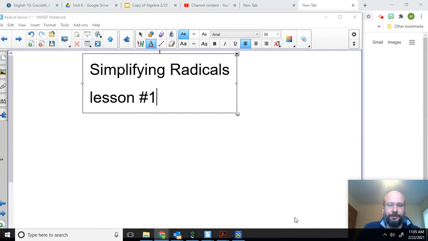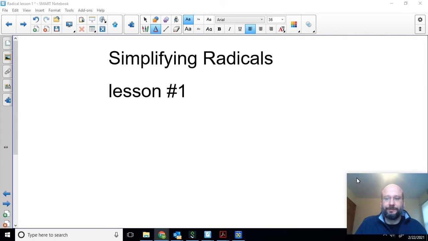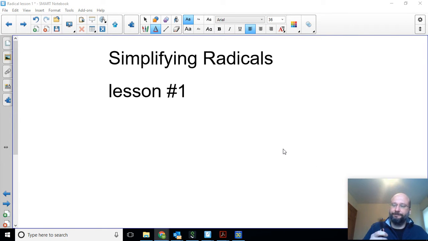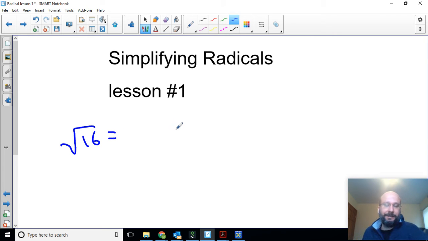All right, we are going to do simplifying radicals. This is going to be lesson 1. So again, we want to take some sort of square root and simplify it. If it's a perfect square, like the square root of 16, this would be 4, right? Because 4 times 4 is 16. That's the easiest part. But the problem is we're going to do ones that aren't perfect squares, like the square root of 20. What is this simplified?